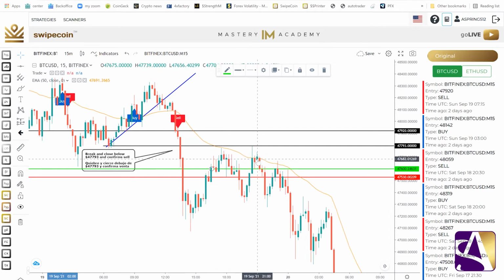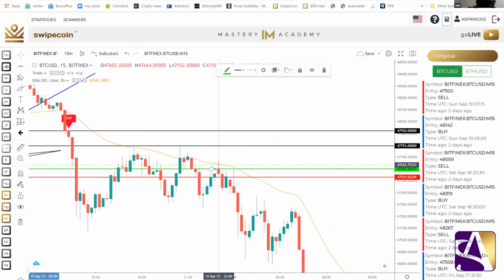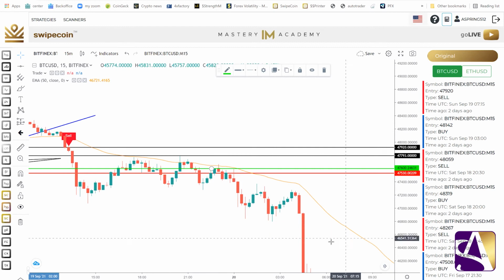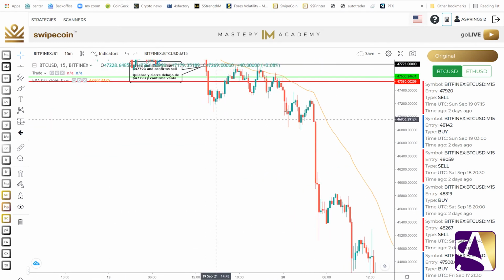This didn't give us a higher high. It gave us another lower high. This didn't break this. So I can see now we're actually in a downtrend. Same thing, lower high. Lower high again, lower high. And then, of course, the market was trending. And then finally, boom, we got the big drop off.